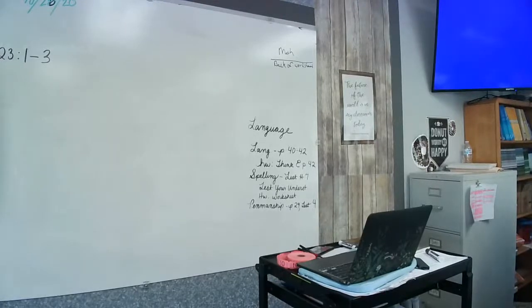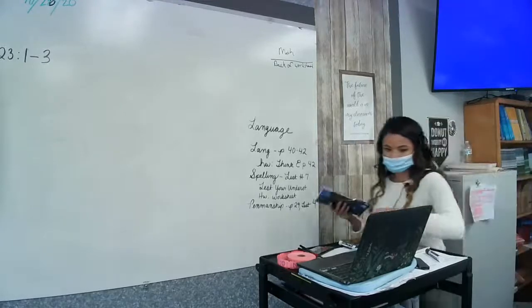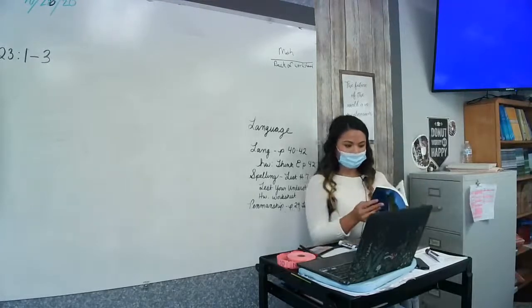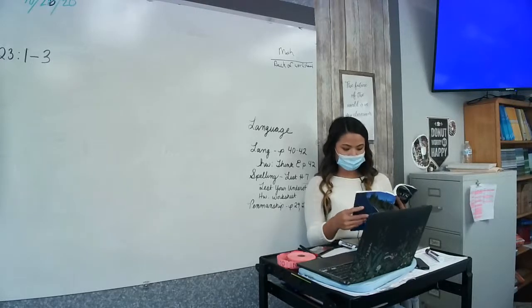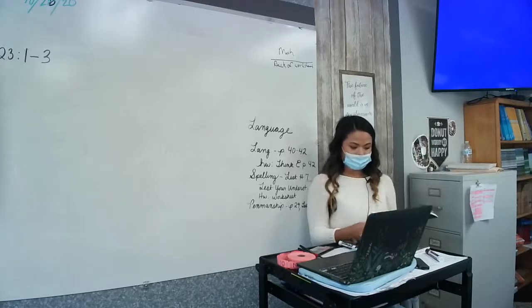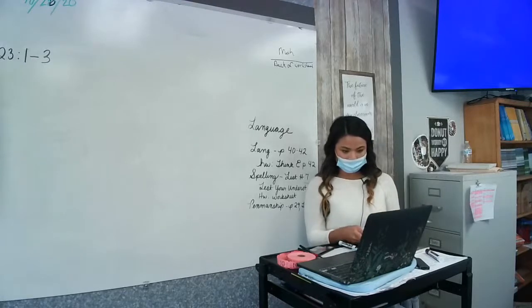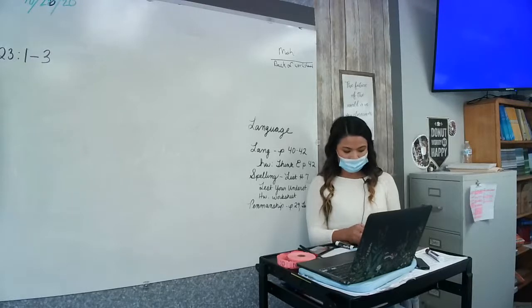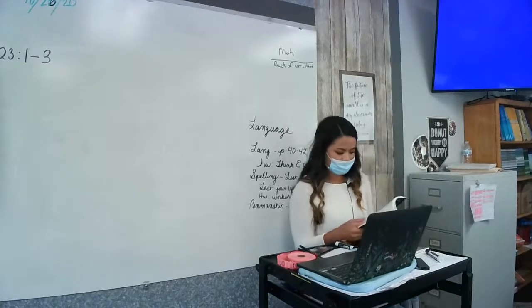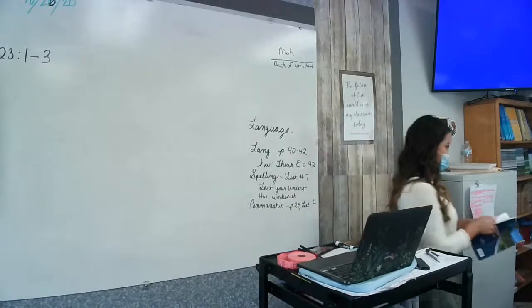In your Mountain Pathways book, please turn to page number 149. We are going to read the entire story, but make sure that you are following along. On 149, we are going to read about John Henry.